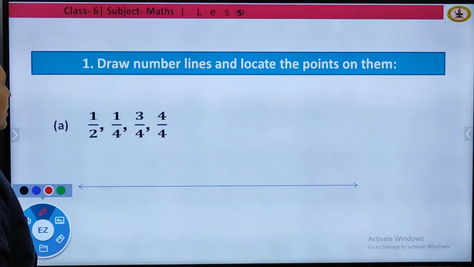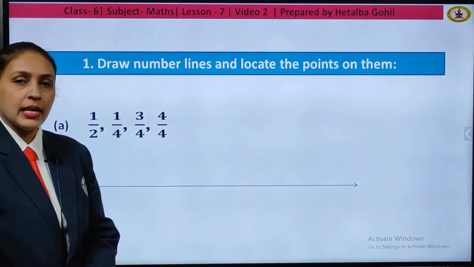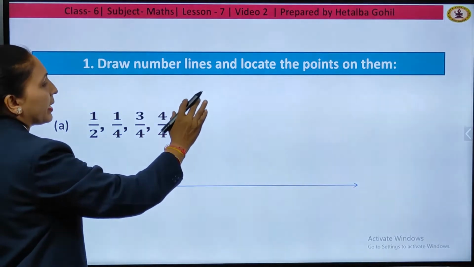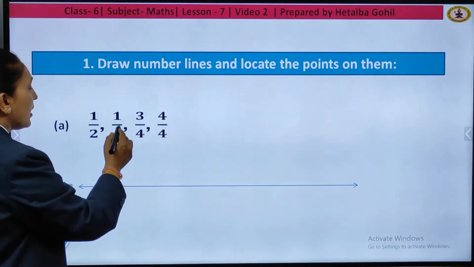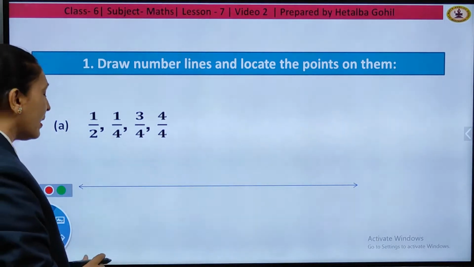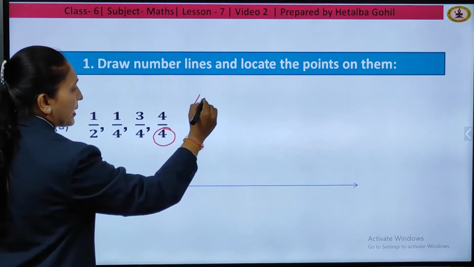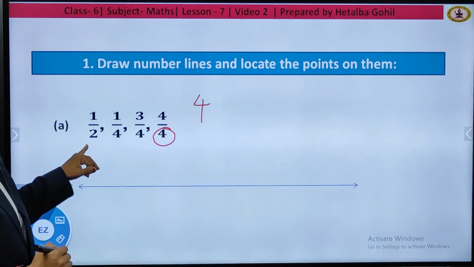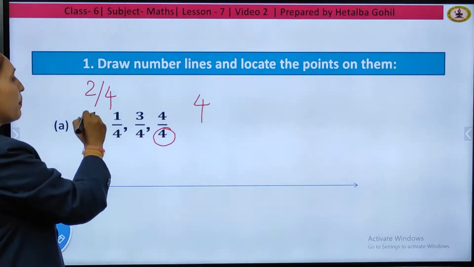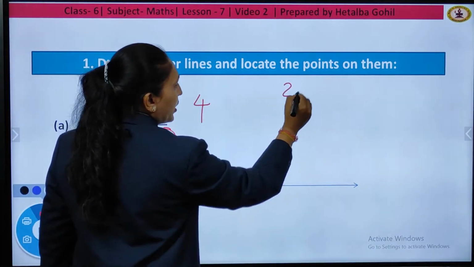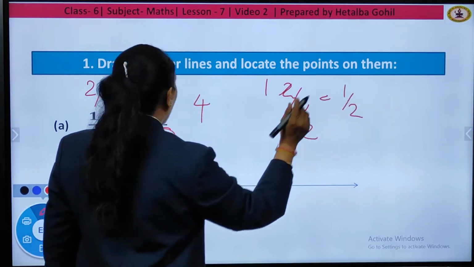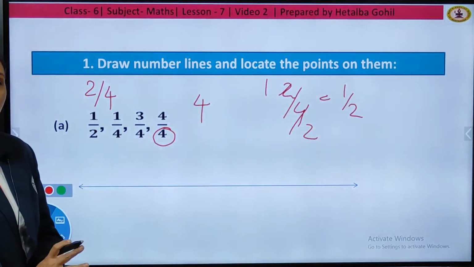Now children, here we'll use the same concept in the next exercise 7.2. Okay, so let us start the first question. Draw number line and locate the points on them. Children, here you are given a few fractions which you have to represent on the number line. Here you can see 4 parts are given to you. Here the first one is given to you, 1 by 2. 1 by 2 is nothing but 2 by 4, which is simply simplified. You can see when you reduce 2 by 4, 2 1s are 2, 2 2s are 4, you get 1 by 2. So 1 by 2 is nothing but we have to represent there 2 by 4.